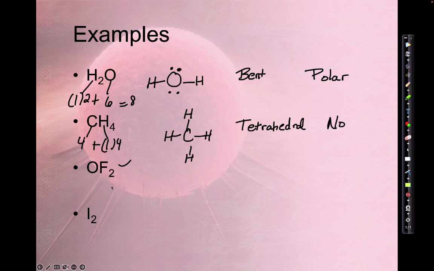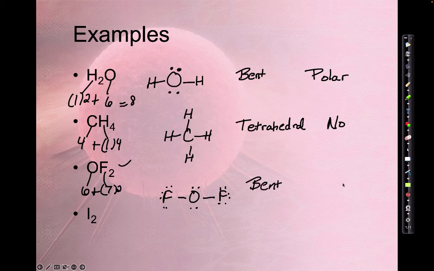All right, OF2. So there should be a total of 20 electrons. Oxygen in the center, fluorine. Make your single bonds, and then draw lone pairs, or distribute the electrons to the outside atoms. There we go. We've got 4 more electrons, so they go on the oxygen as lone pairs, which means we again have a bent shape, which leads to a polar molecule. And I2, you don't even need to draw this, it's 2 atoms bonding to each other. They're the same thing. That is going to be a non-polar molecule.